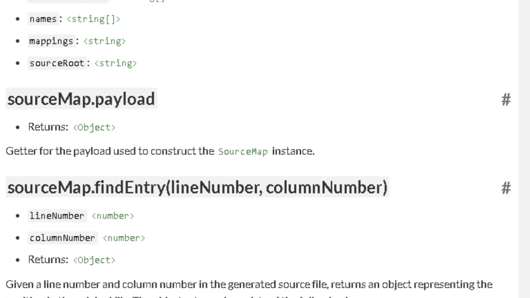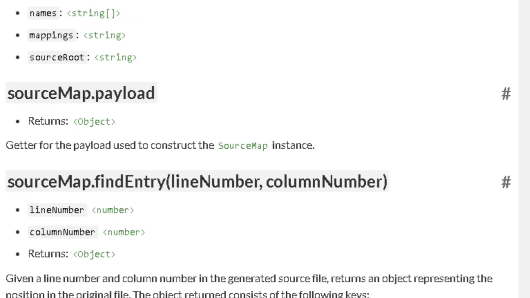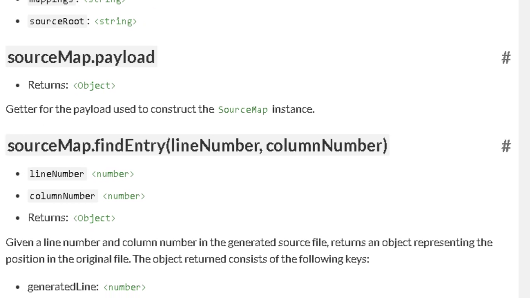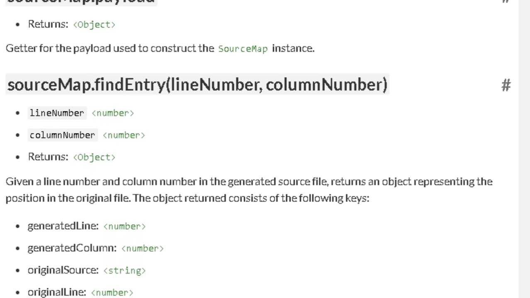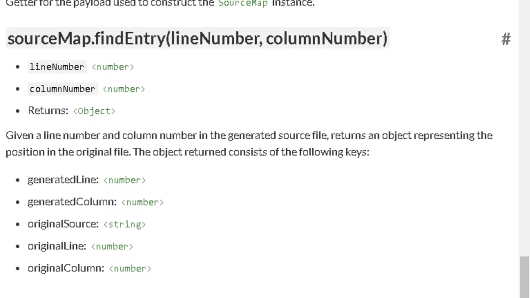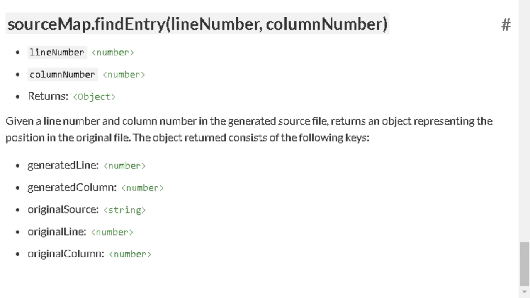sourceMap.findEntry with parameters lineNumber and columnNumber. It has 3 bullet points here. lineNumber is of type number, columnNumber is of type number, and it returns an object. Given a line number and a column number in the generated source file, return an object representing the position in the original file. The object returned consists of the following keys: generatedLine, number.